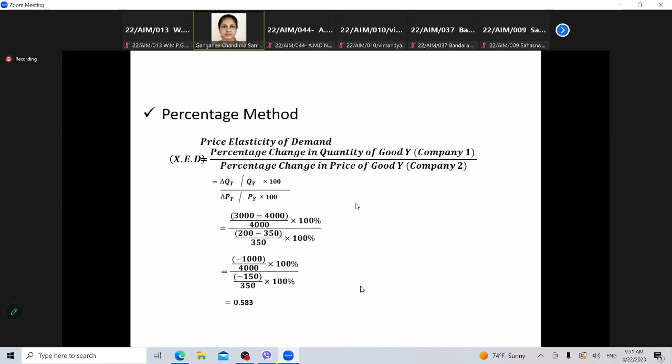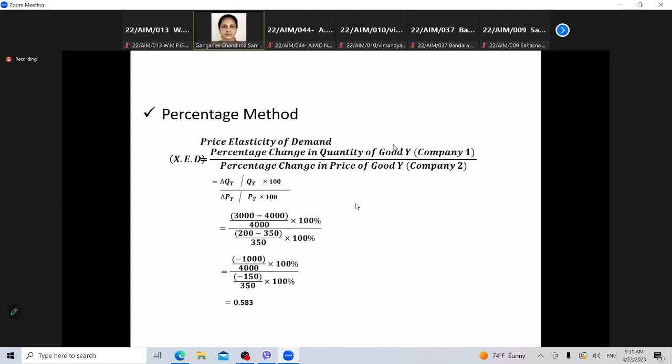Okay, one request is there. Can you explain again? Okay, I'll explain. See, there are two companies, company 1 and company 2, selling the same good, Y. So we need to see the percentage change in quantity of good Y in company 1 and the percentage change in price of good Y in company 2.